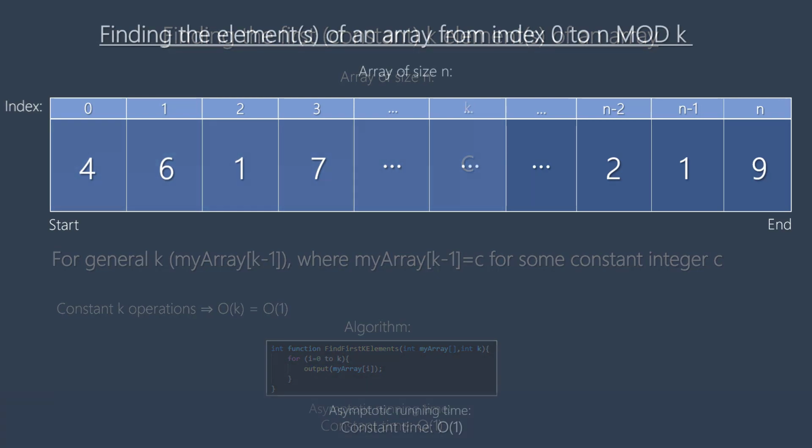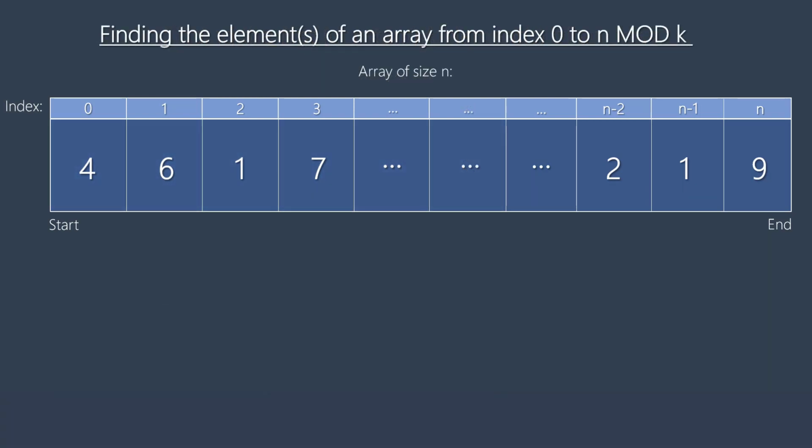To get a better understanding of why we're using upper bounds, let's have a look at this algorithm. This time we're finding the elements of an array from index 0 to n mod k, quite similar to our last problem. However, this time the number of elements that we're trying to find depends on the variable n. Therefore, the number of elementary operations for each k will vary based on the size of n.